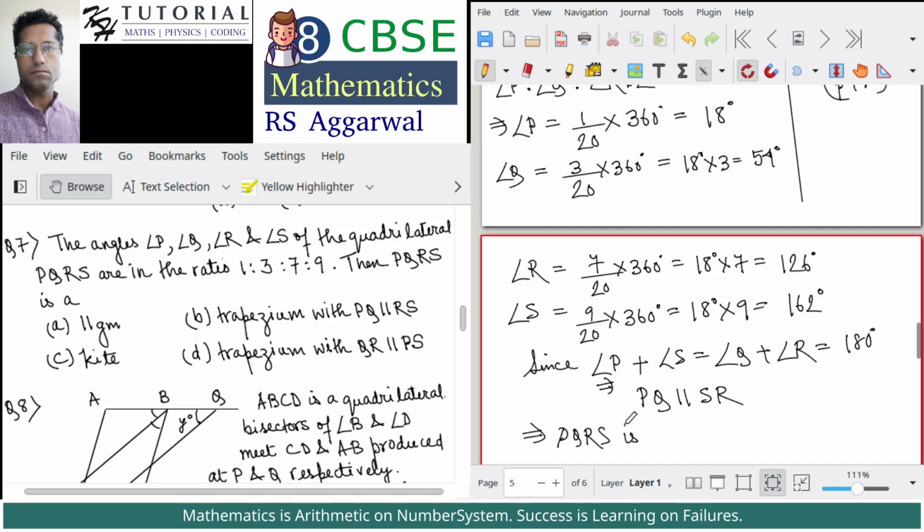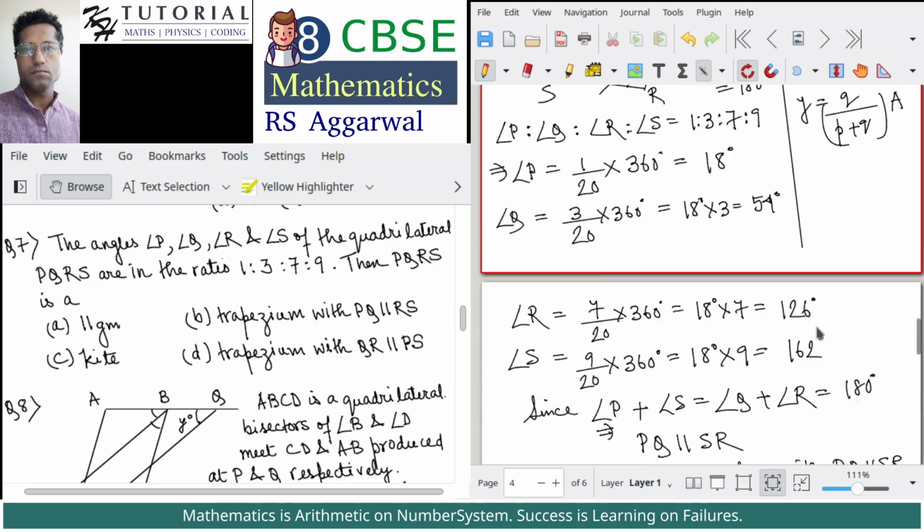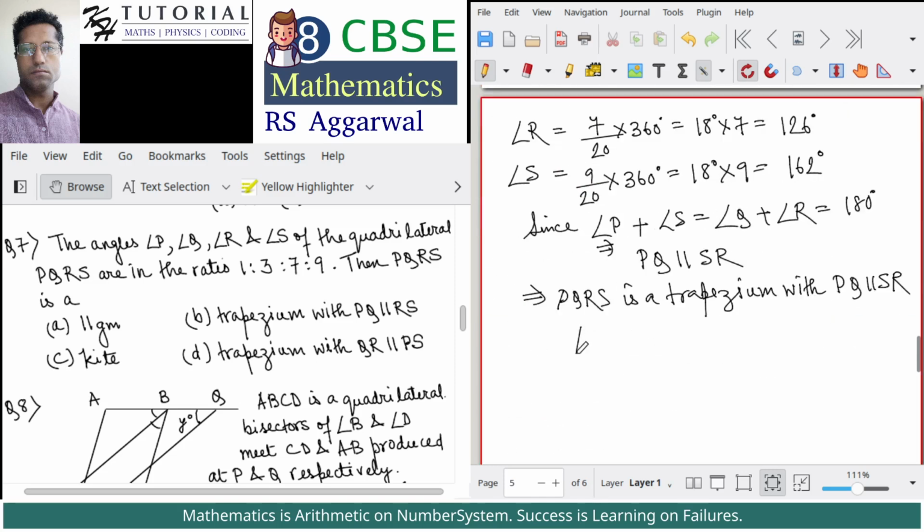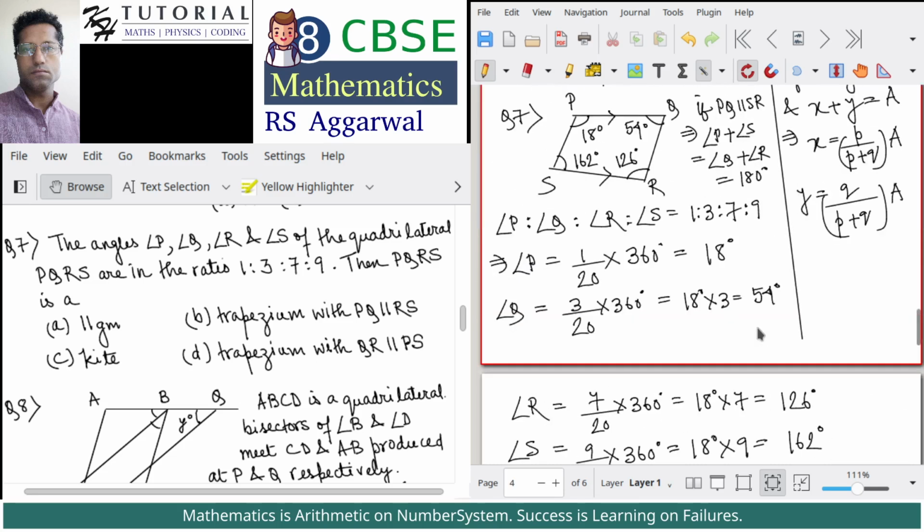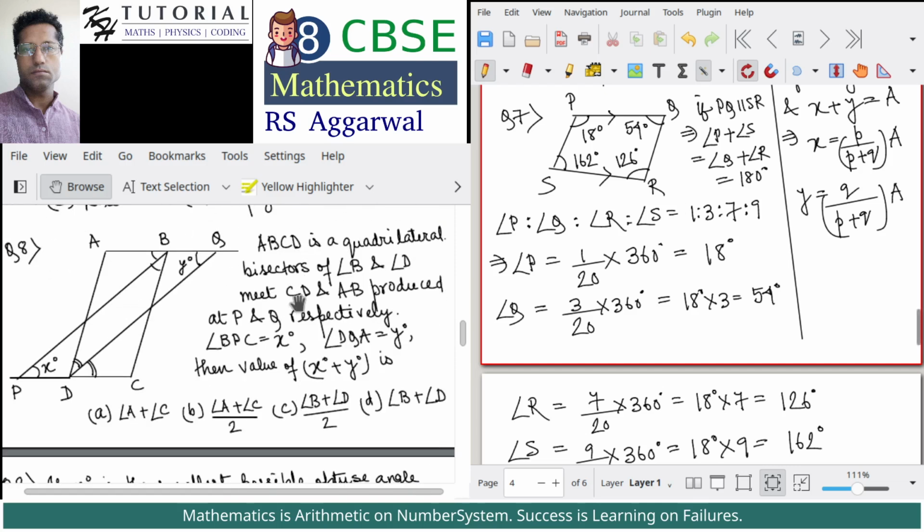PQRS is a trapezium. It is a trapezium with PQ parallel to SR or RS. So the correct choice is B. B is the correct choice. This was a bit so far a little complex and tricky problem. Okay. Question number 8.